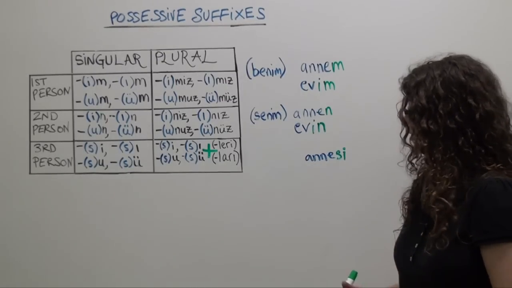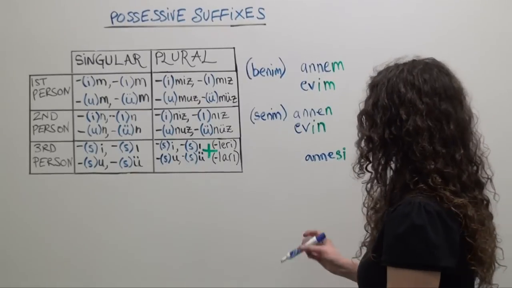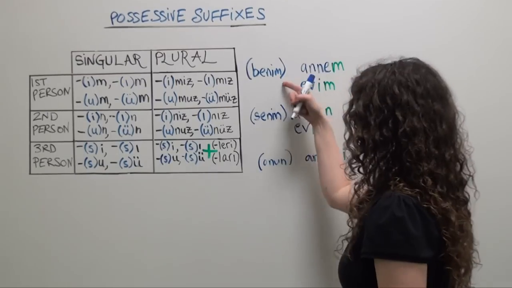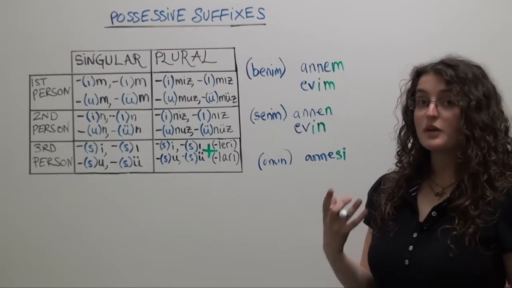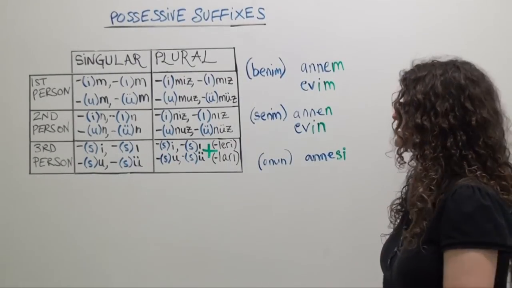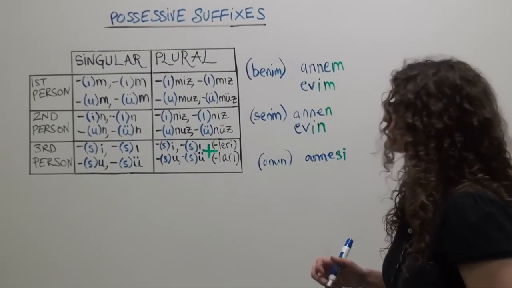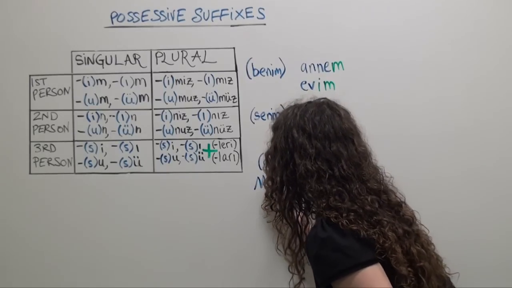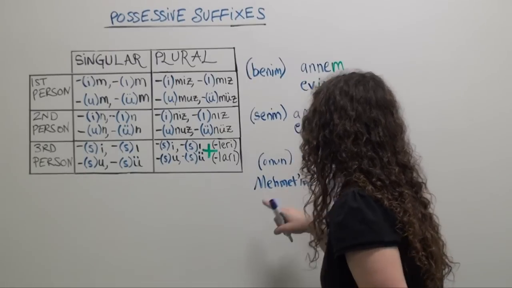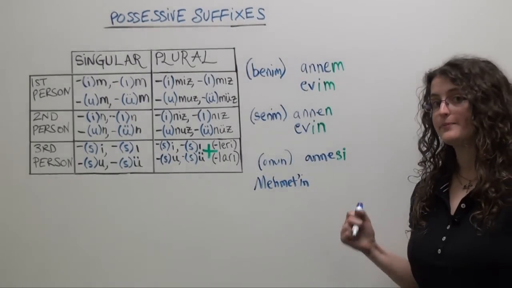If you want to emphasize his mother or her mother, you can add an optional onun, like we did with benim and senin, or you can add someone's name or a noun in the genitive. So, for example, if you want to say it's Mehmet's mother, you could have Mehmet in the genitive, Mehmedin. Mehmedin annesi, Mehmet's mother.